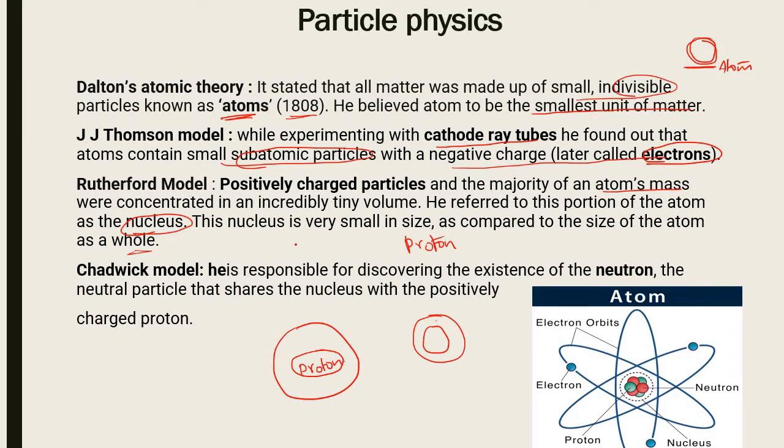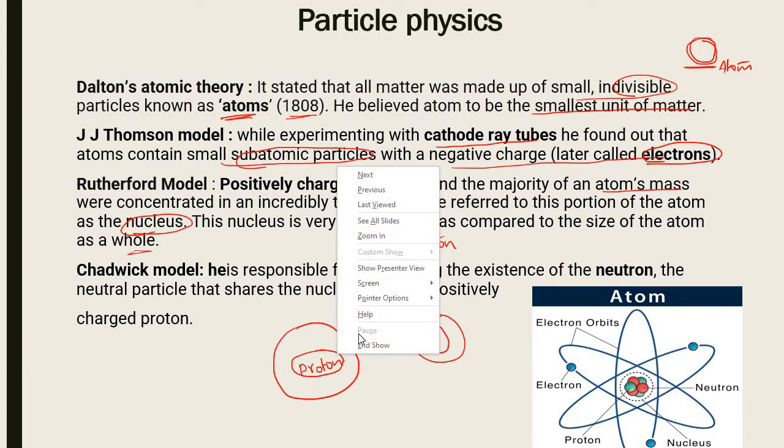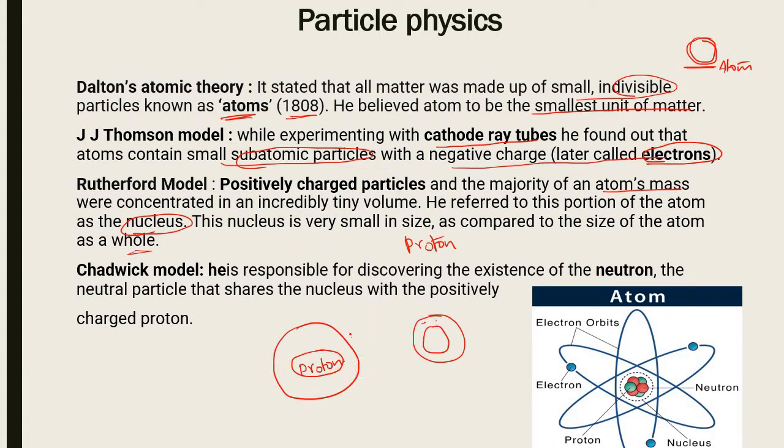And Rutherford also told that the nucleus is surrounded by negatively charged particles called electrons. Okay, later Chadwick gave his model, and he is the one who discovered the neutron. He is responsible for discovering the existence of the neutron, the neutral particle that shares the nucleus with the positively charged proton. So what he is saying is there will be a nucleus, and inside the nucleus there will be protons and neutrons.